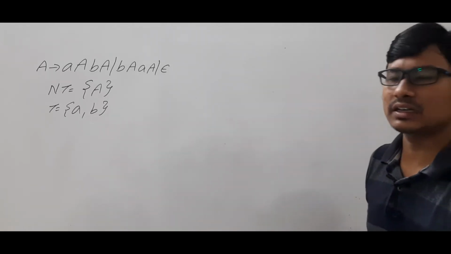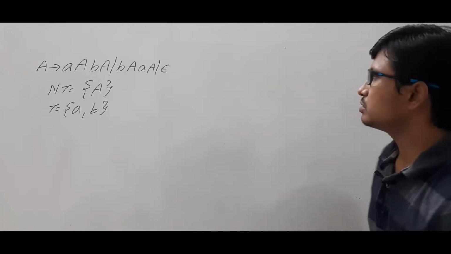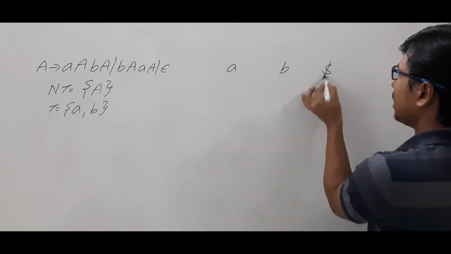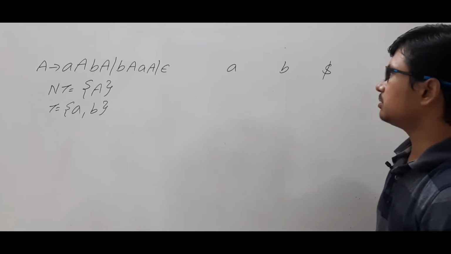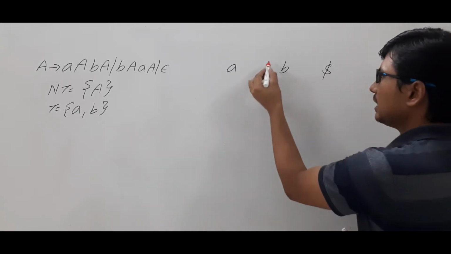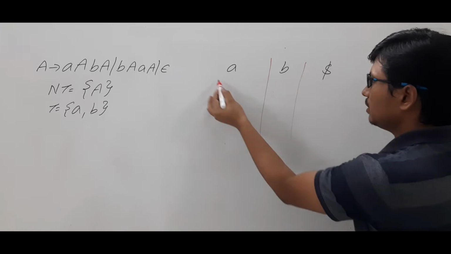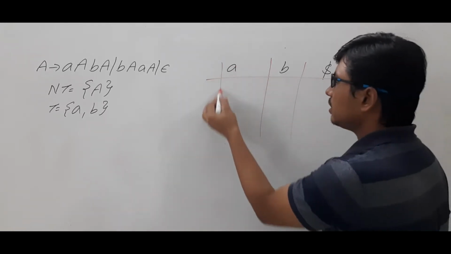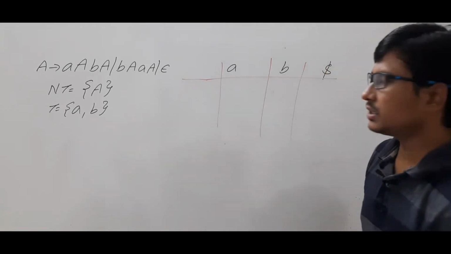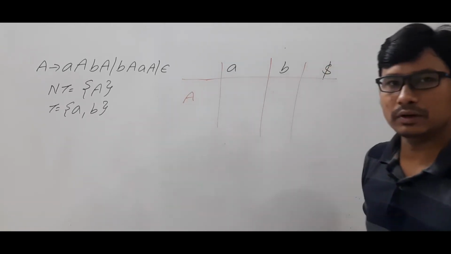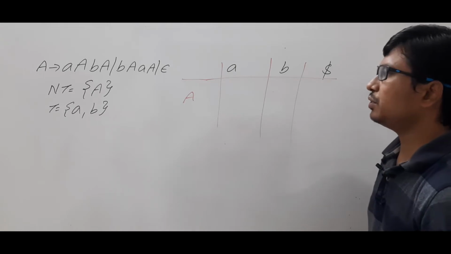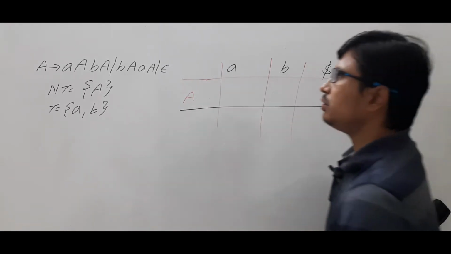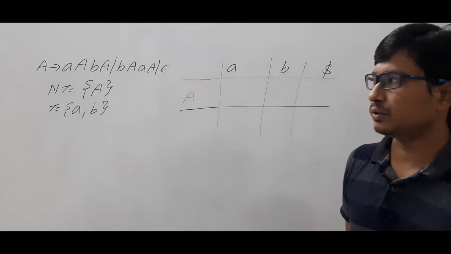Now we will construct the LL1 parsing table. So you will have a, you will have b, you will have the dollar as the terminals in the LL1 parsing table. Okay, the terminals will be placed in the columns and the non-terminals will be placed at the rows. Is it clear? Now you have only one non-terminal, so I can directly write like this. Now look at it. Each production we need to look at.